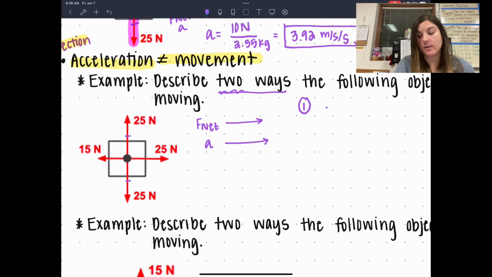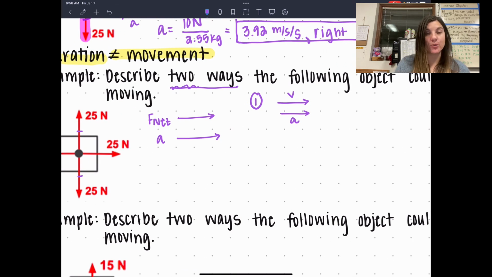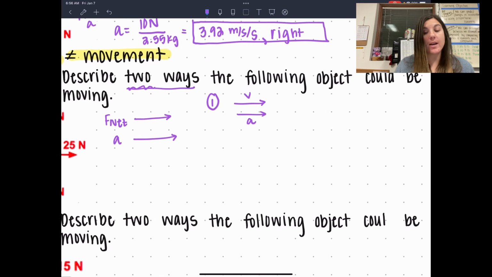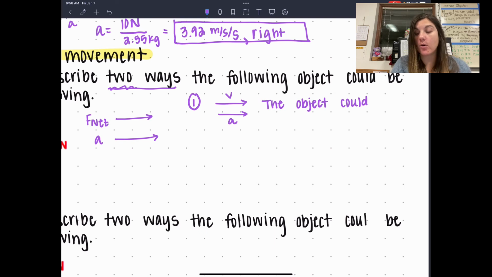The first way is that its velocity is in the same direction as its acceleration. In other words, the first circumstance is that it is moving in the direction that it's accelerating. And if that's the case, the object would be speeding up to the right. So just based off of my force diagram, I could say that the object could be speeding up rightwards.